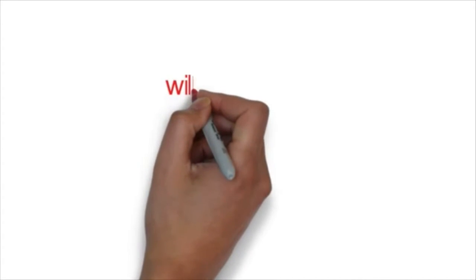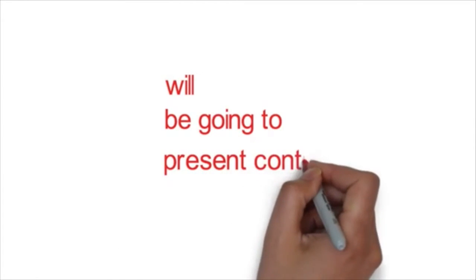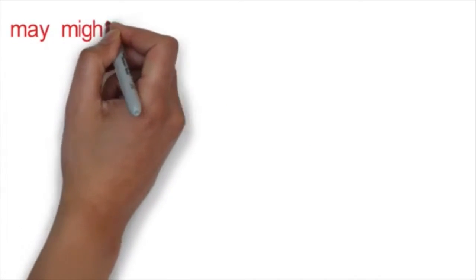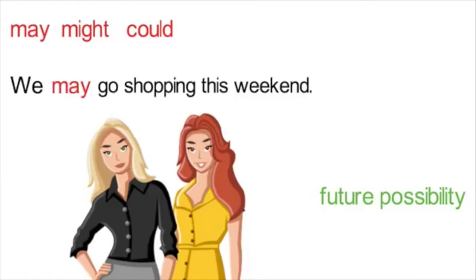The most common future tense verbs are will and be going to. We also use the present continuous tense to talk about the future. We will review these points later on in the video today. To begin with, however, we will talk about the future tense using the modals may, might, and could. We use may, might, or could for the future when there is a possibility of something happening.